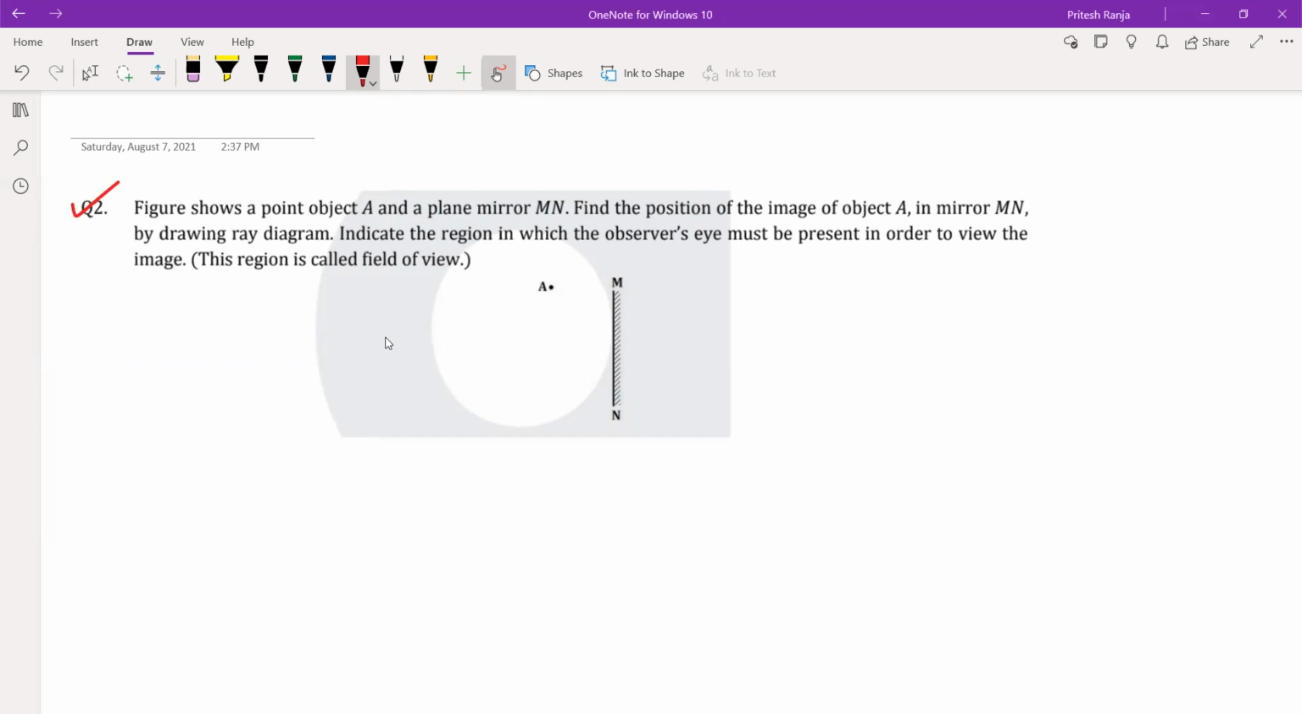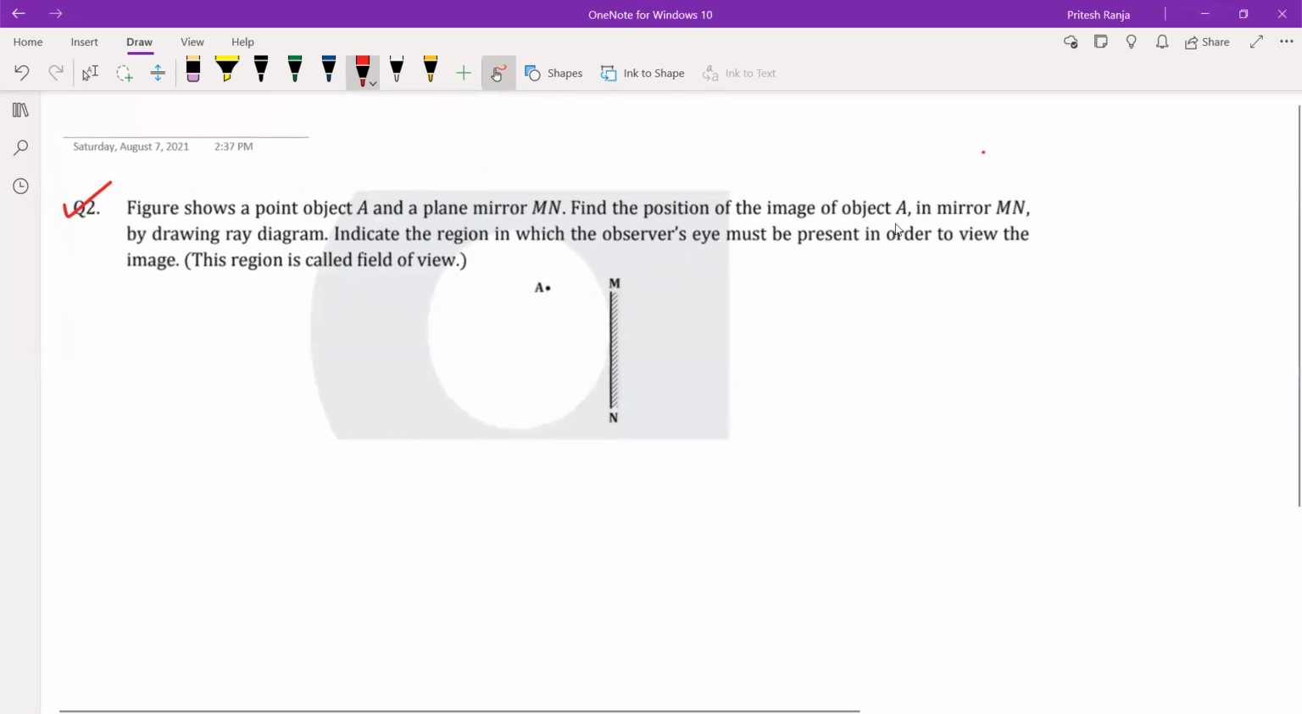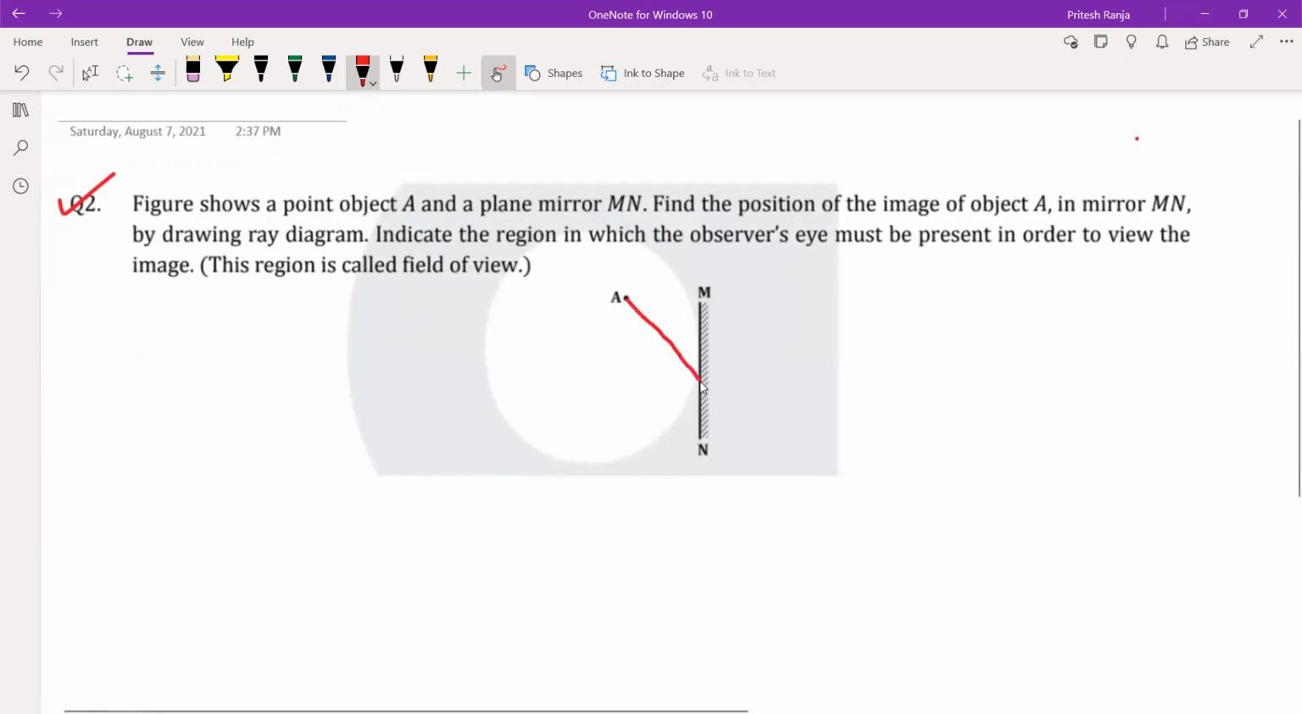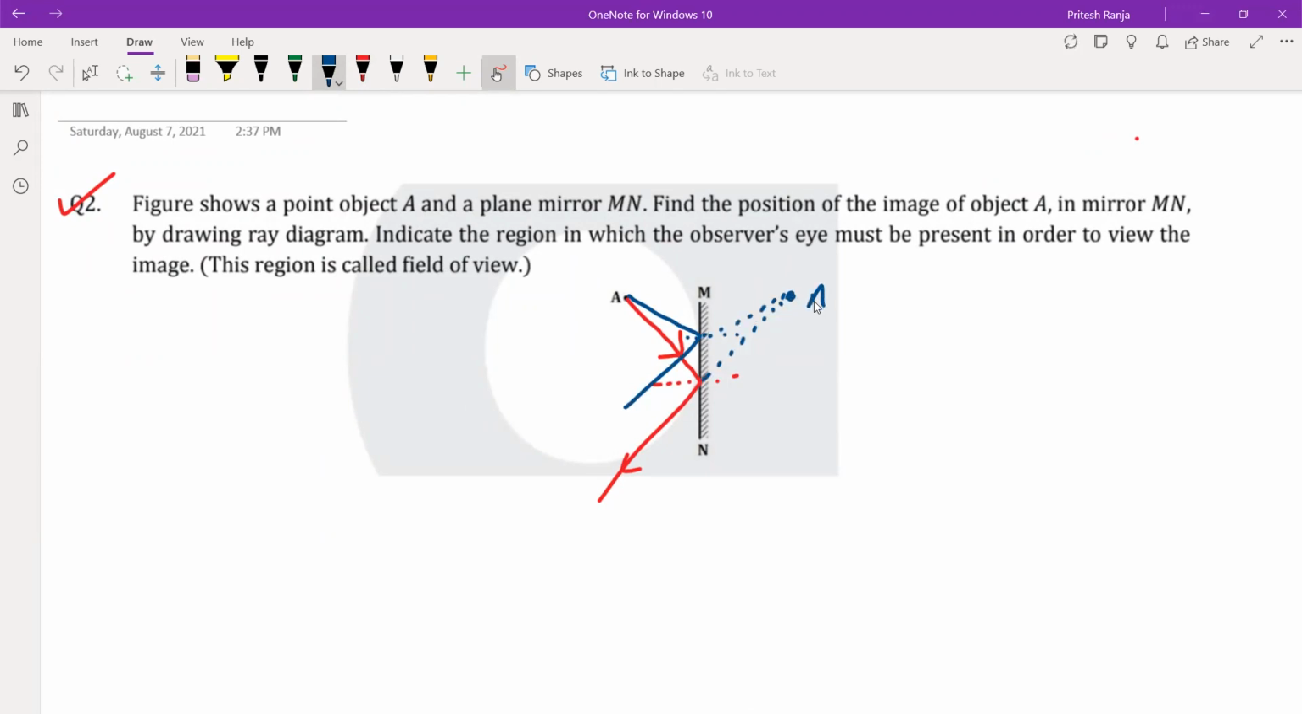So this is the figure that is showing a point object A and a plane mirror Mn. You have to find the position of the image of object A in mirror Mn by drawing the ray diagram. So we will draw the ray diagram. Let us say this is one ray. It has to follow the law of reflection. We will take another ray. This will again follow the law of reflection. And these both rays, when extended, will meet at this point. So this point will be the image. That will be at the same distance as the object.